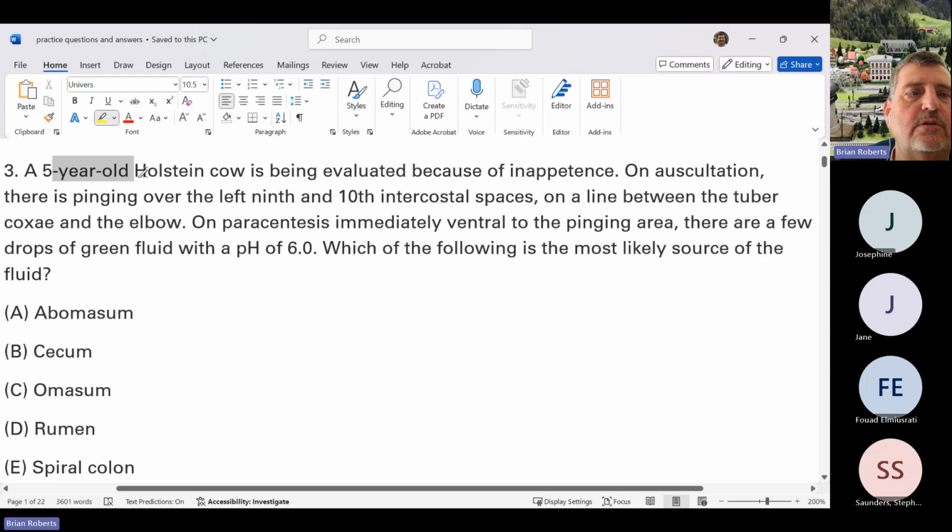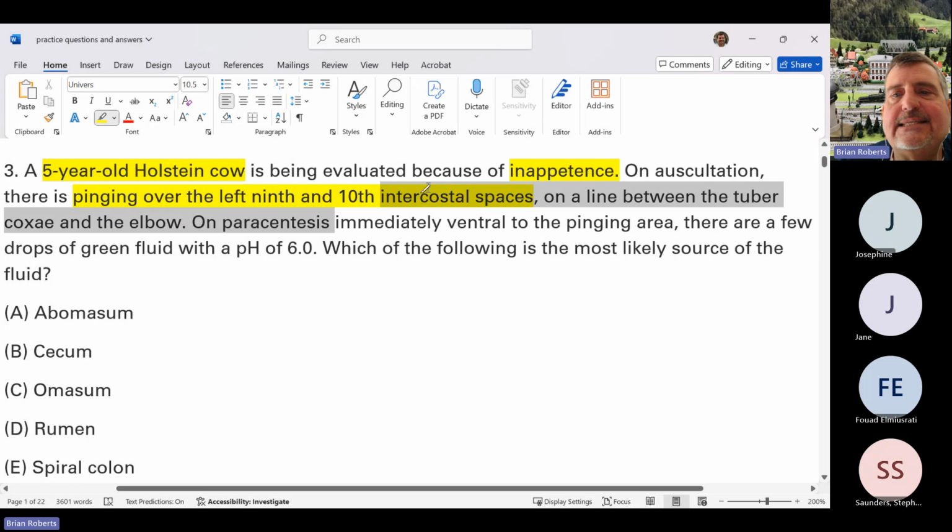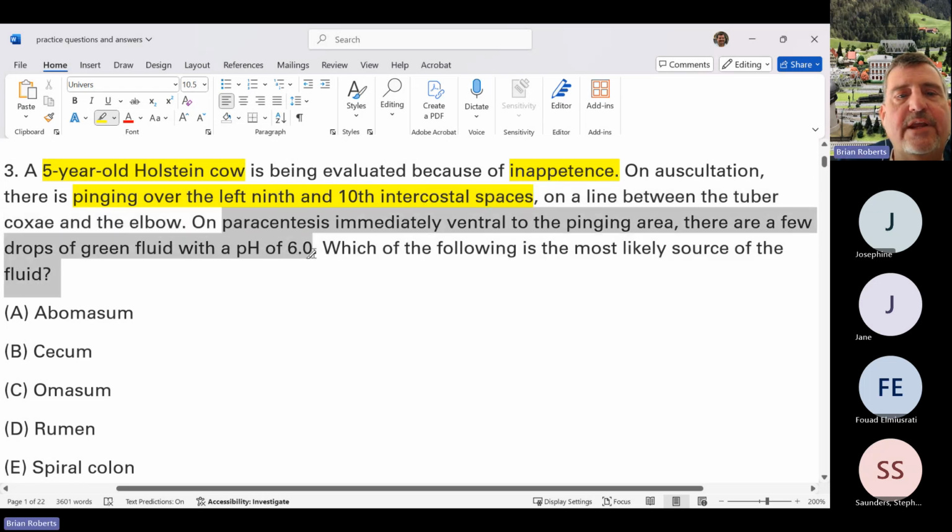So I've got a 5-year-old cow, so I'm just dealing with a single patient, not a herd. They're not eating, so I'm going to highlight inappetence. I've got pinging over the 9th and 10th intercostal spaces. They do a centesis and get green fluid with a pH of 6. Where is that fluid coming from?